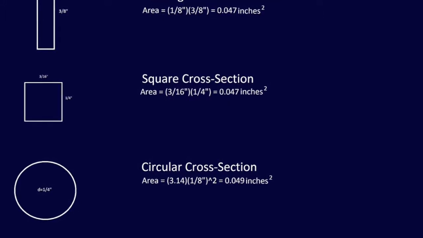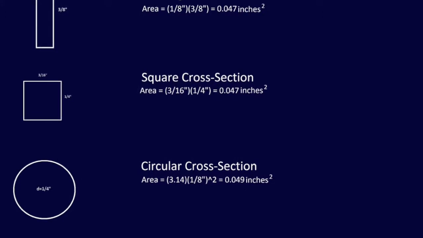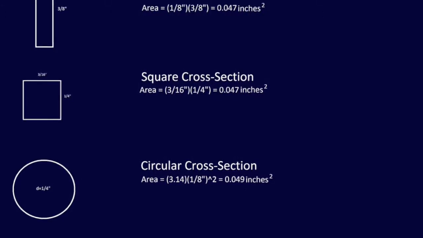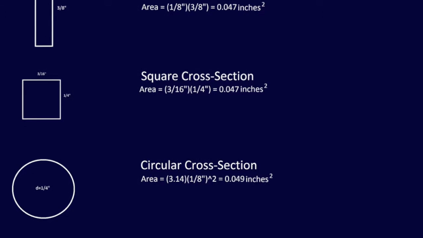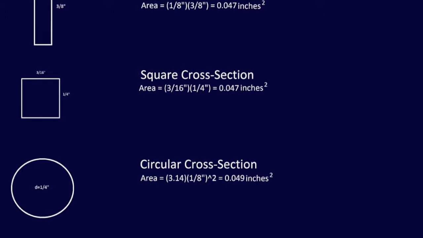The final member we will be testing is a circular cross-sectional member. Its cross-section area is only 0.002 inches greater than the other two members, but shares the same length of material. The circular cross-sectional member has the least amount of material at the axis.